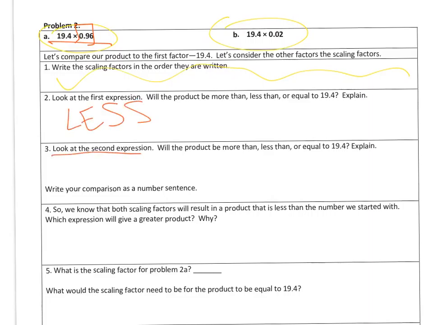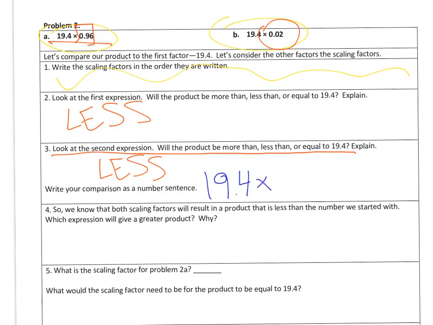Now look at the second expression. Will that product be more than, less than, or equal to the 19 4/10 we started with? Woo, that's way less than 1. So again, less. To write it as a number sentence, we're going to say 19 4/10 multiplied by 2 hundredths is less than 19 4/10. Let's make my decimals a little bigger.